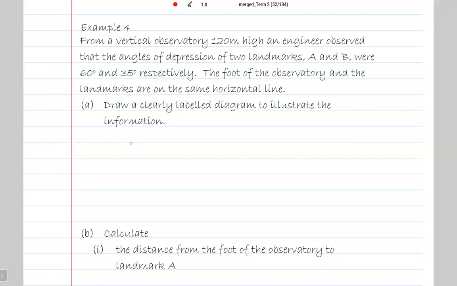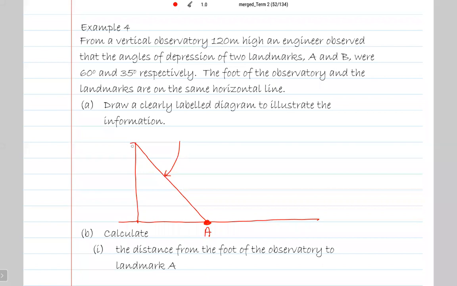All right, so there's an observatory. It's vertical. There is horizontal ground. And on this horizontal ground, there are two landmarks, A and B. It says the engineer observes the angle of depression of two landmarks, A and B, are 60 and 35 degrees respectively. So he's here looking down at A. This is landmark A. And the angle of depression there is 60 degrees.